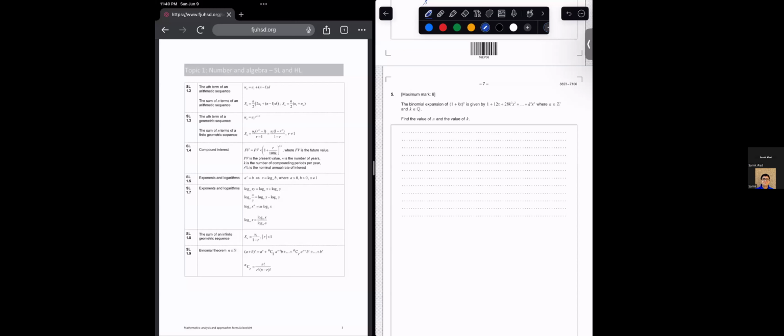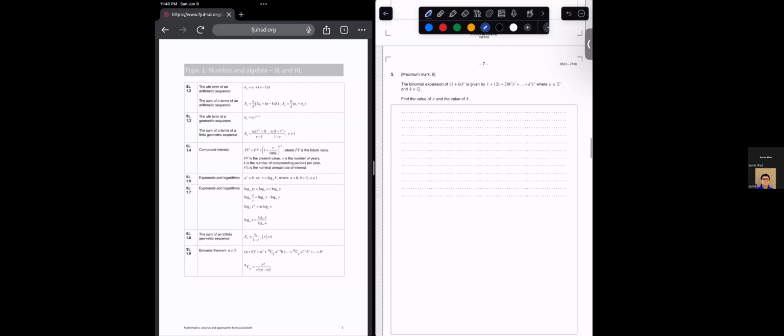Hi everyone, welcome back to the November 2023 AHL paper 1. Today we're doing question number 5. This is maximum mark 6 and it says the binomial expansion is given.